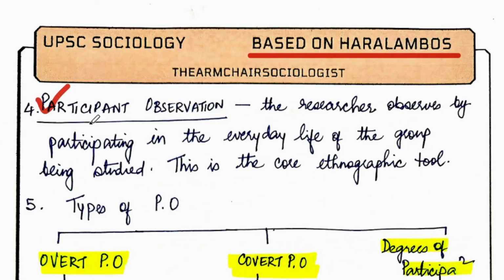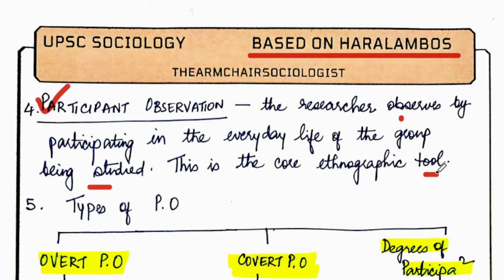So, what is participant observation? Participant observation is a data collection method in which the researcher observes by participating in the everyday life of the group being studied. So here, instead of standing outside and watching, the researcher now enters and joins the group and studies the social behavior from within. This is the core ethnographic tool. Why? Because this tool provides us with deeper and insider understanding of meanings, interactions, and social processes.